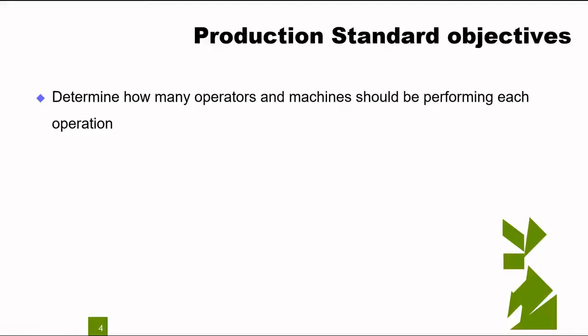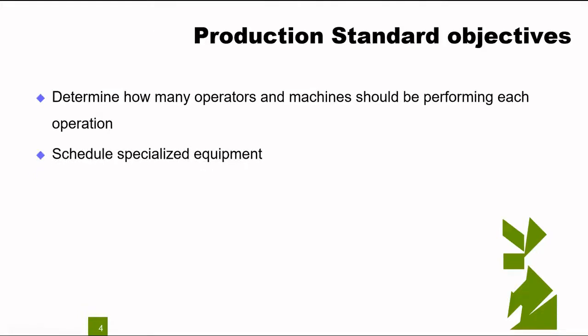Some other objective which can be fulfilled by way of production standard is that we can determine how many operators and machines should be performing each operation. So if pockets are being attached, you know that the operator who is attaching the pocket with a particular machine, how many operations he or she should be doing in a day or maybe on an hourly basis. So you should know that. Otherwise, anyone can take you for a ride.